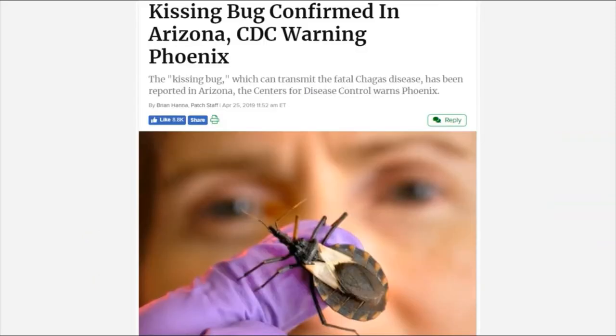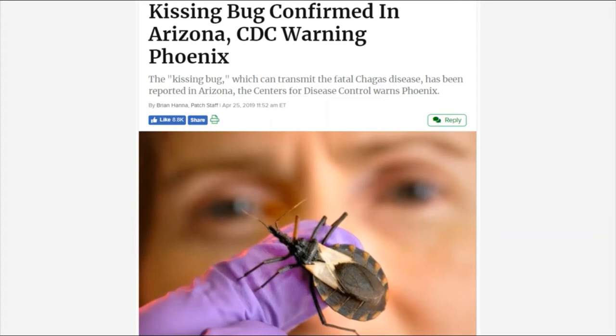The CDC put out a warning in 2019 about the presence of the organism that transmits Chagas disease, the kissing bug, which looks like this. So these bugs are carriers of the trypanosoma parasite, and the reason why they are named the kissing bug is because they are attracted to the carbon dioxide in a person's breath, which draws them to the mouth area where they tend to bite. And when they bite, they transmit the parasite to you.